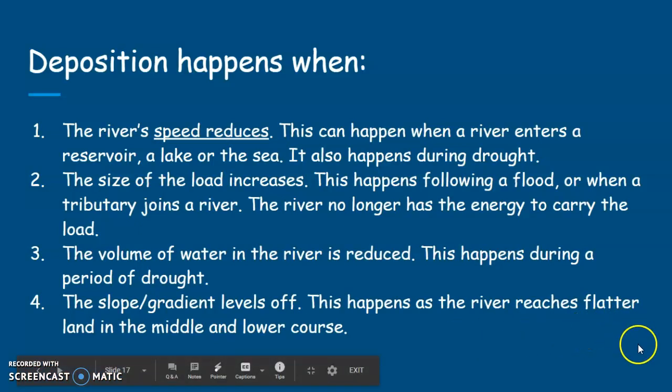This is because the river loses its speed and loses its energy as it moves through the middle into the lower course of the river. And that is it. So well done, guys.